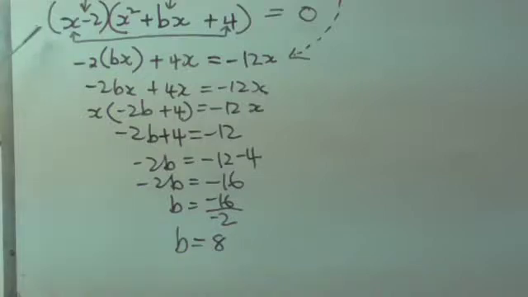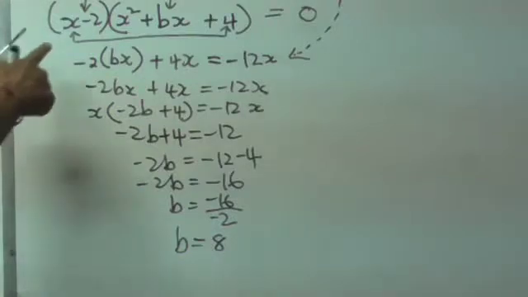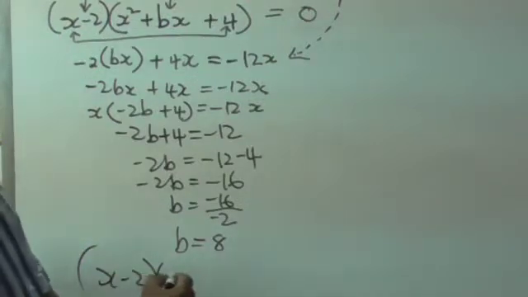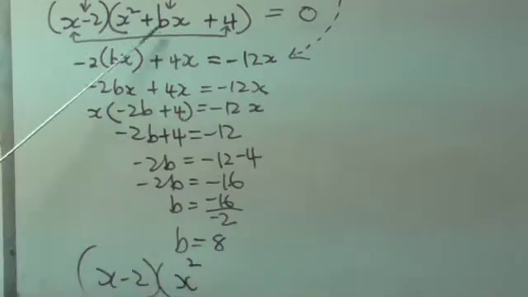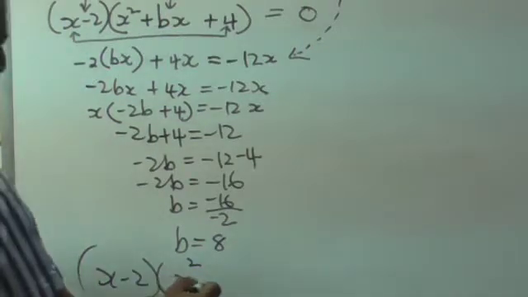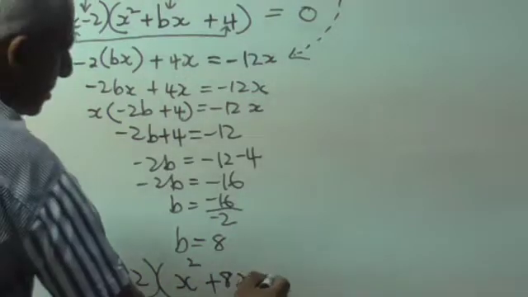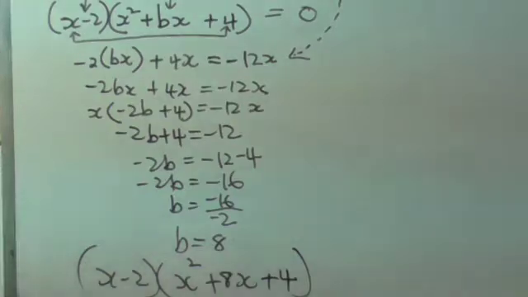Now we go back to this step here. So what is the first factor? X minus 2. What is the next one? X squared. And we found b. B is 8. So it will be plus 8x plus 4. So I hope the camera catches this part clearly. So finally we have factorized that. And factorized it is x minus 2 into x squared plus 8x plus 4.